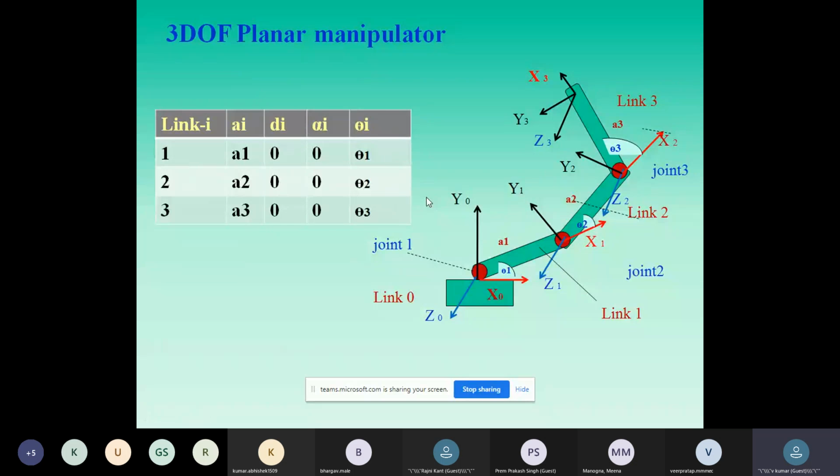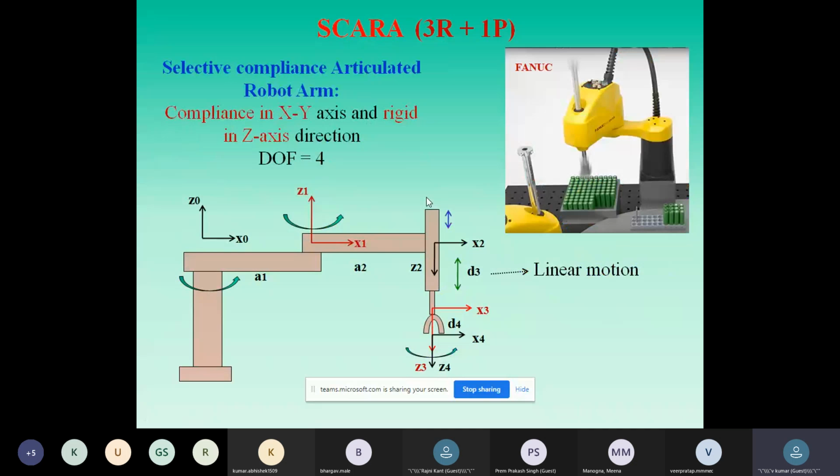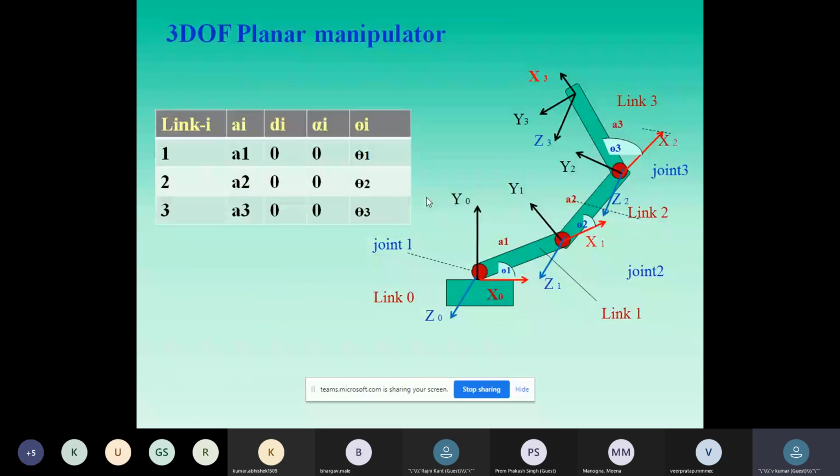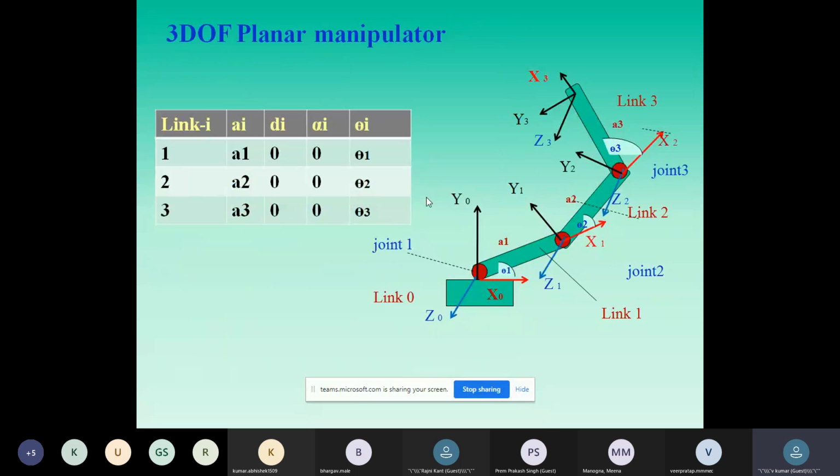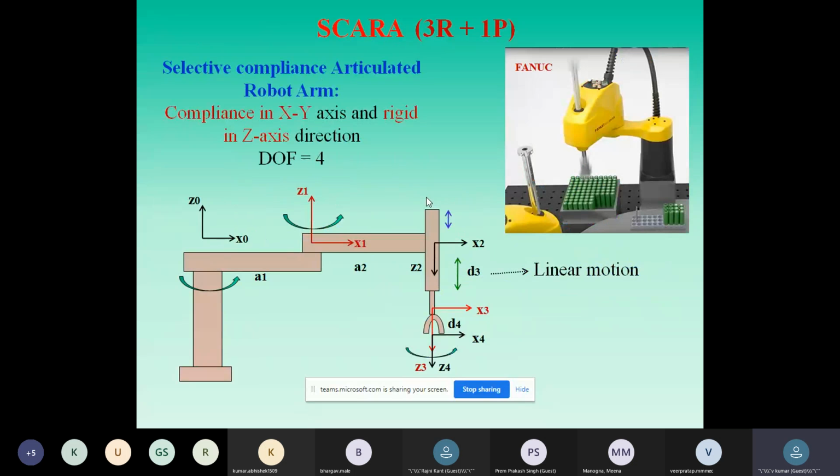I am coming to that point. First, how to calculate the DH parameters. This is a simple plane, no problem. The DH parameters are simple. This is planar. Now come to spatial.